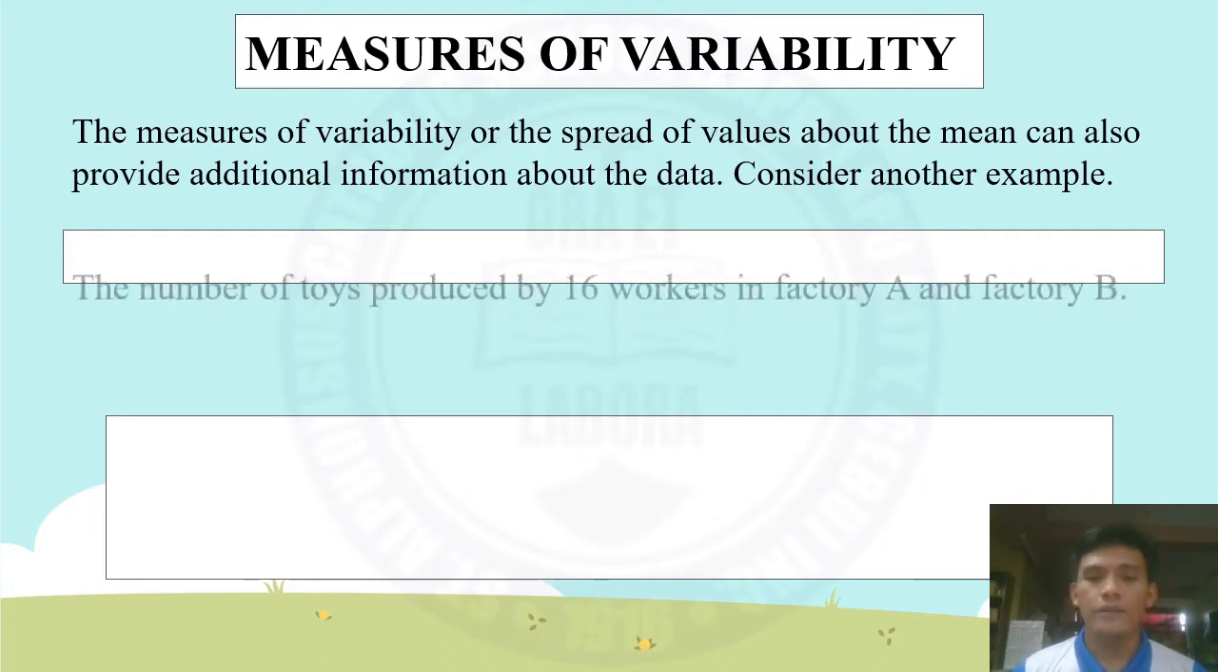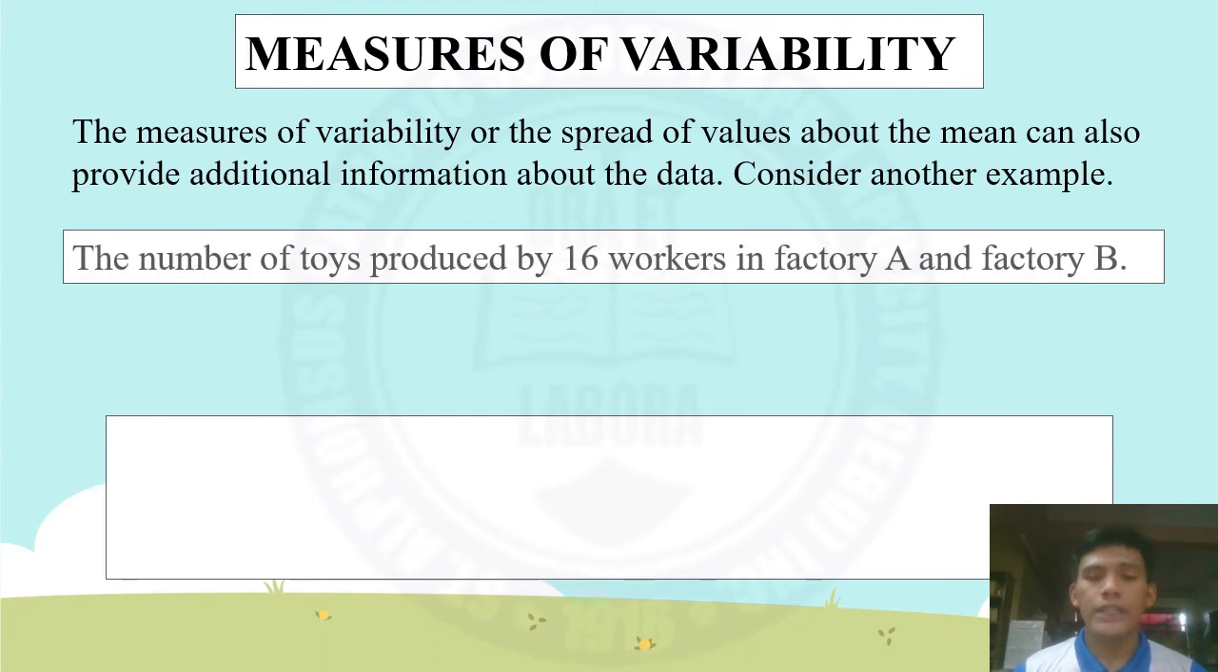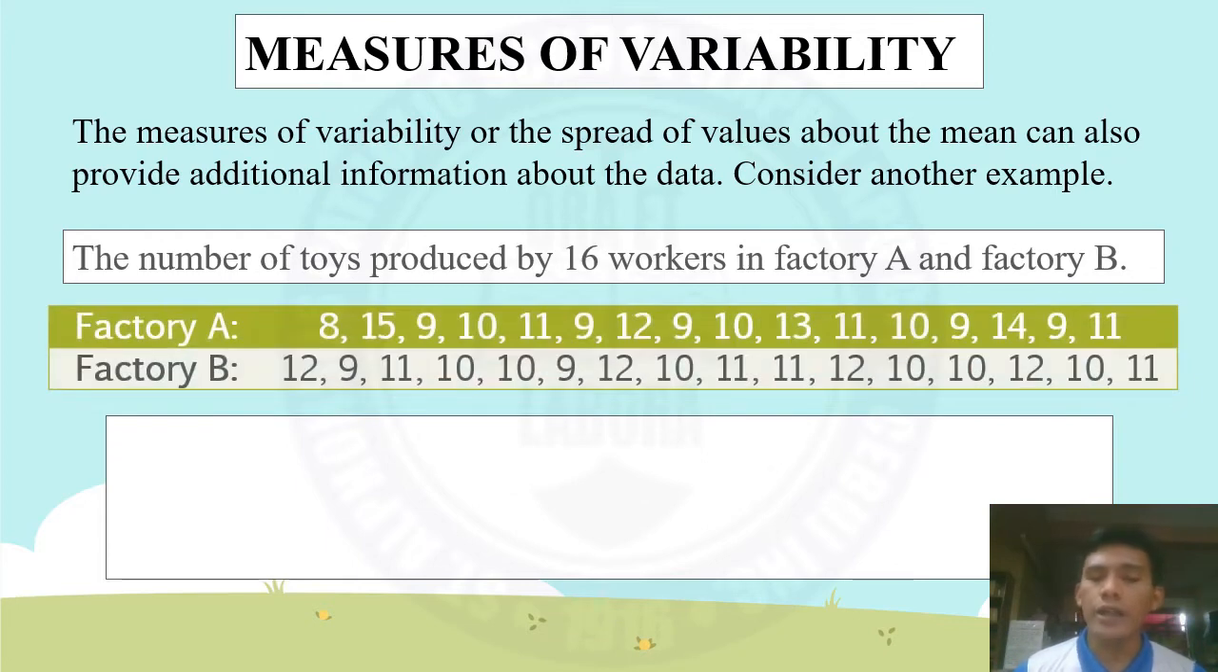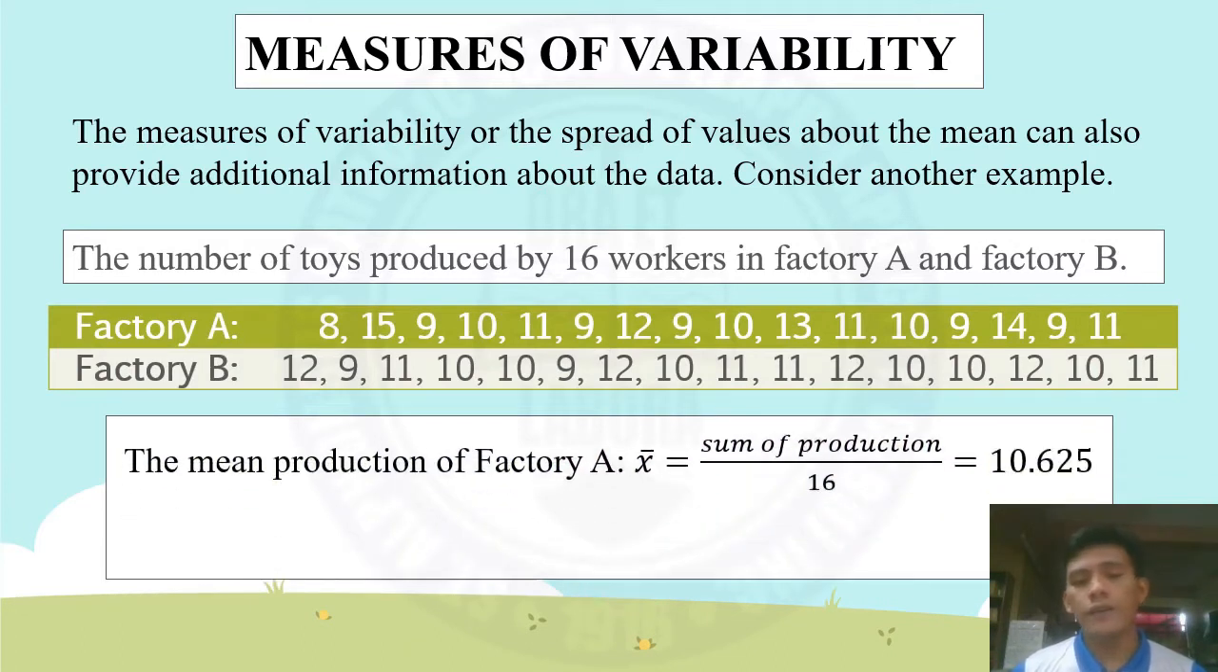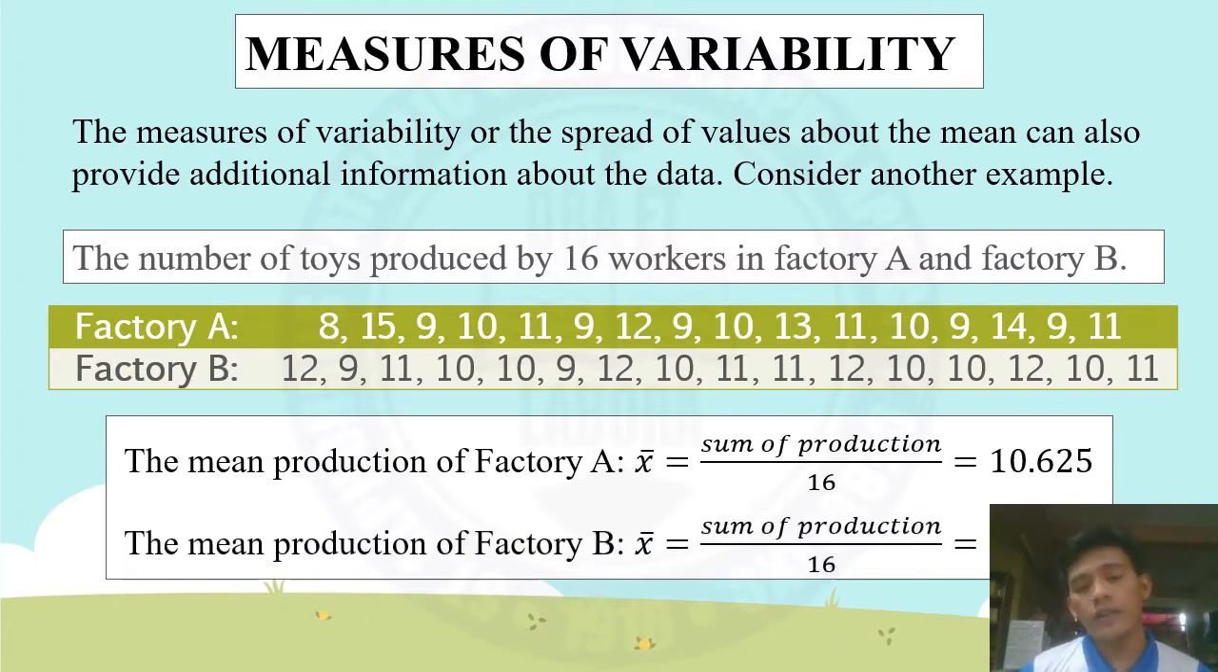Consider another example. The number of toys produced by 16 workers in factory A and factory B. This will be the given data for factory A and for factory B. The mean production of factory A is the sum of production over 16, which is equal to 10.625. The mean production of factory B, if we add up all the production over 16, the number of data, is also equal to 10.625. As you can see, they have the same mean.